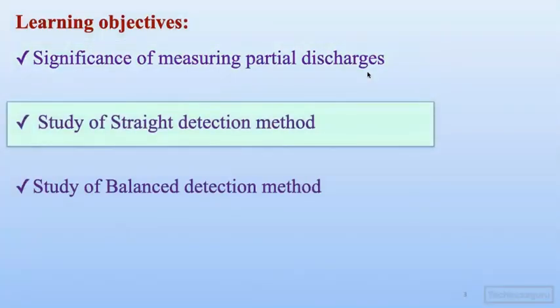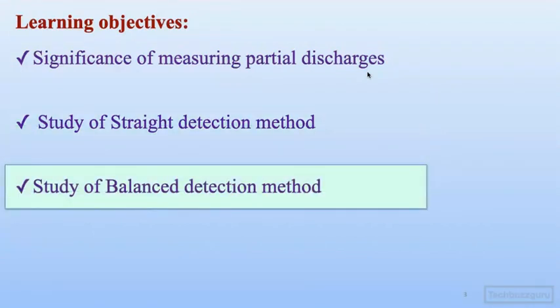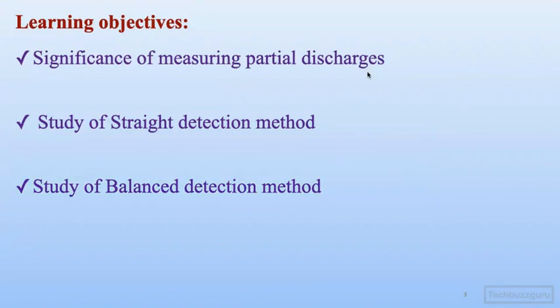Then once we realize what partial discharges are, the first method, which is suggested by Kruger, is the state detection method. Okay, and the next one is the balance detection method. So let us start with the first part of the discussion.